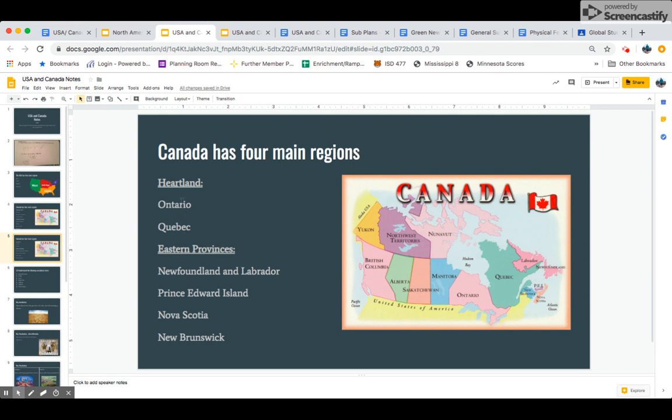The other 2 regions, the heartland, consist of the provinces of Ontario, which is the most populated of the Canadian provinces. Major city of Toronto is in Ontario. Quebec. And then the eastern provinces are made up of Newfoundland and Labrador, that's 1 province. Prince Edward Island, labeled PEI right here. Nova Scotia, and then finally New Brunswick.